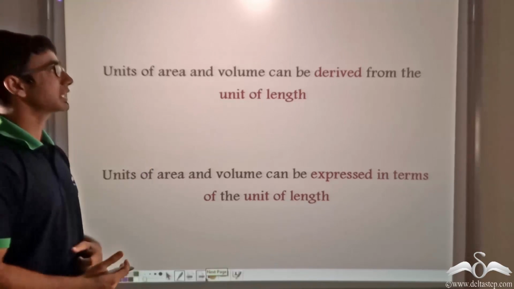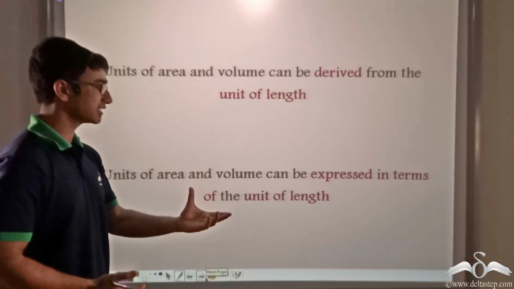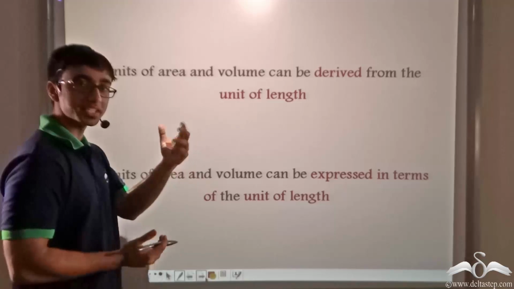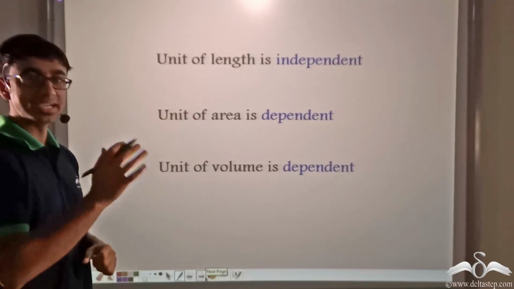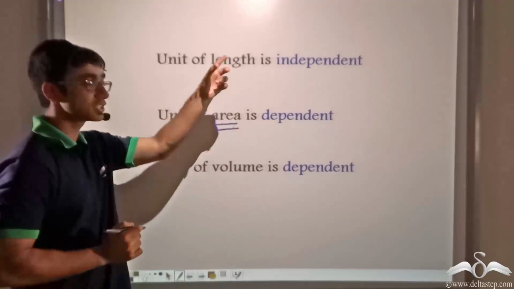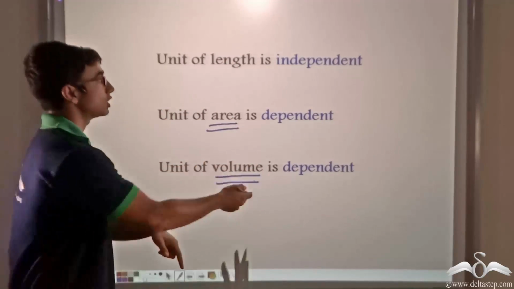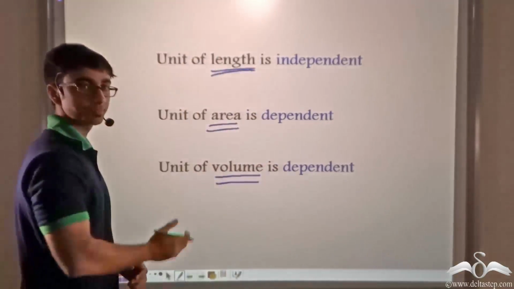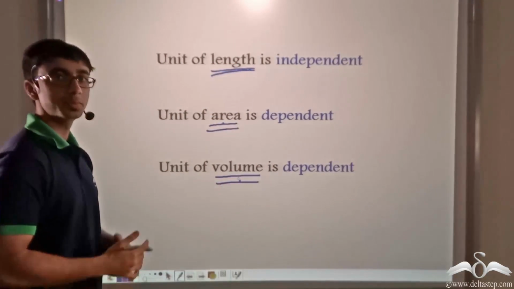Units of area and volume can be derived from the unit of length, and the units of area and volume can be expressed in terms of the units of length. So let us see how we refer to these various units. We find that the unit of length is independent, but the unit of area is dependent on that of length. Similarly, the unit of volume is also dependent on that of length. So it depends on what unit we choose for length. On those units, the unit of area as well as the unit of volume will depend.